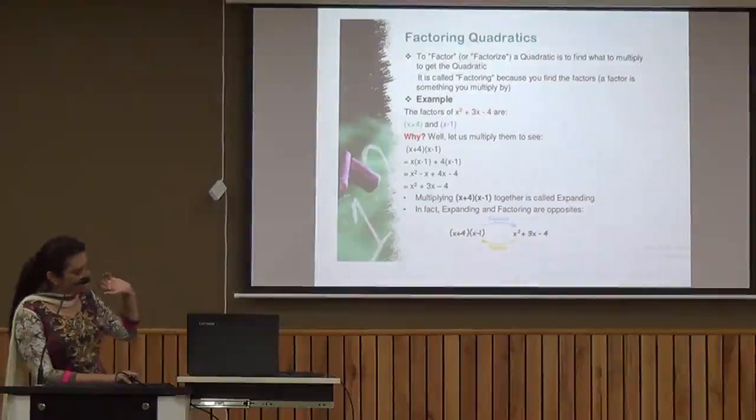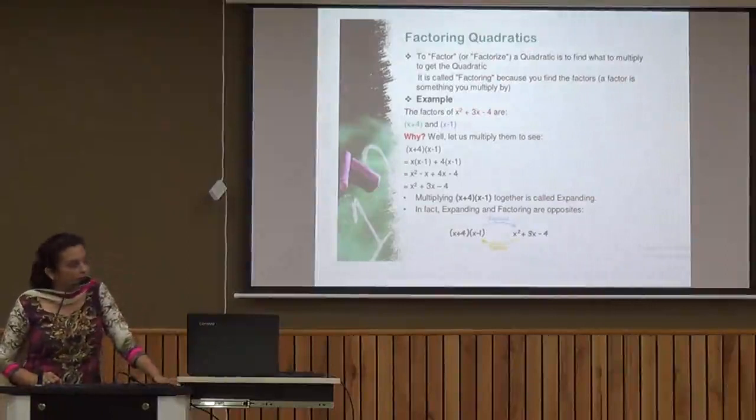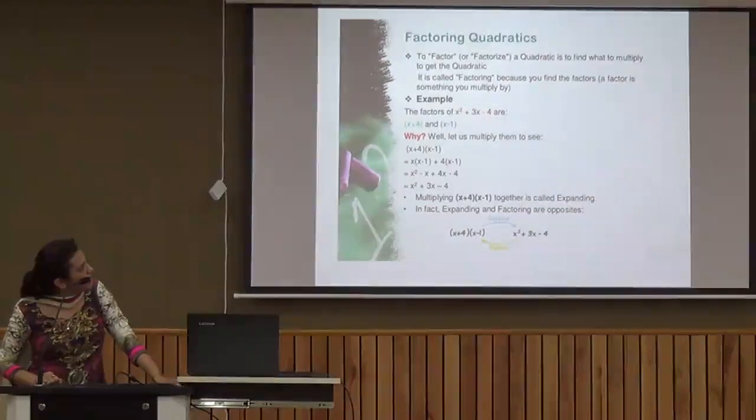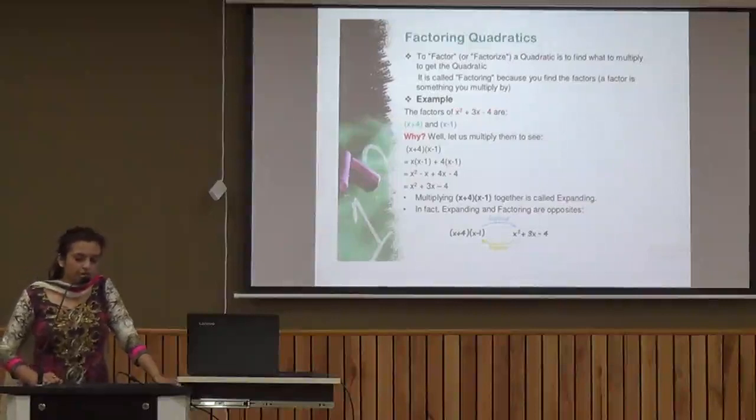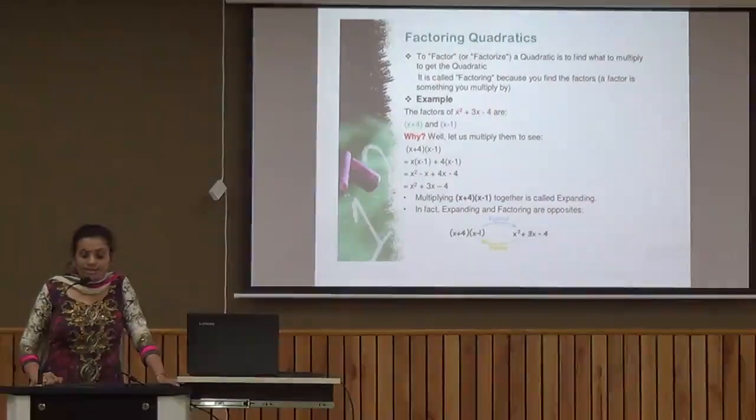If these are the factors, then what will be the value of x? Yes, x plus 4 equal to 0, and you get x equal to minus 4, and x minus 1 equal to 0, and you get x equal to 1. Let us multiply them to see: x plus 4 into x minus 1. On multiplication, you get, yes, x squared plus 3x minus 4.